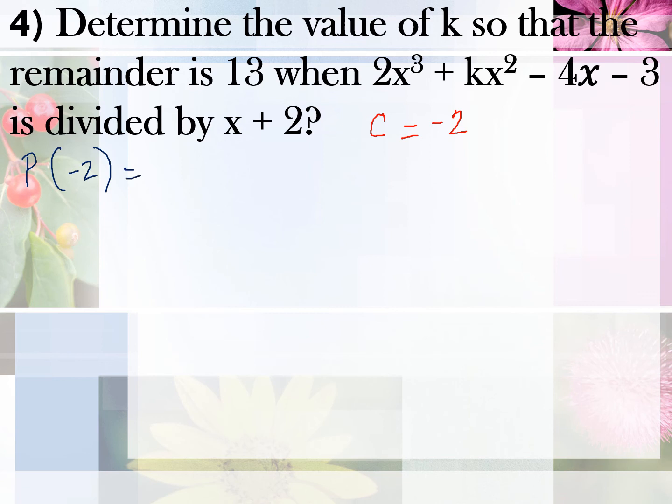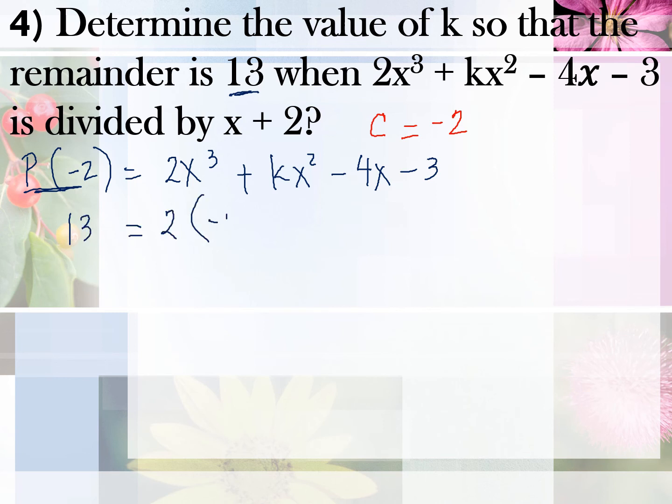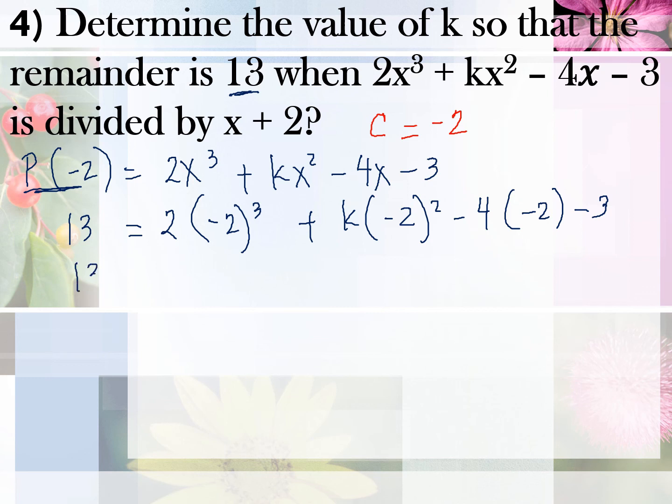Then, copy natin yung function. We have 2x cubed plus kx squared minus 4x minus 3. So, base doon sa ating remainder theorem, alam na natin na ang value ng p of negative 2 ay yung remainder, which is 13. So, palitan lang natin siya ng 13. That is equal to 2. Tapos, substitute tayo ng x, which is negative 2 cube plus k times negative 2 squared minus 4 times negative 2 minus 3. Then, simplify. Copy yung 13.